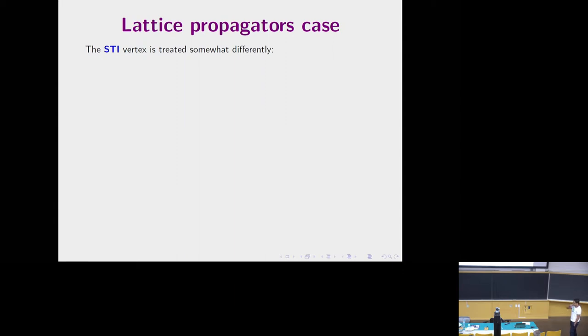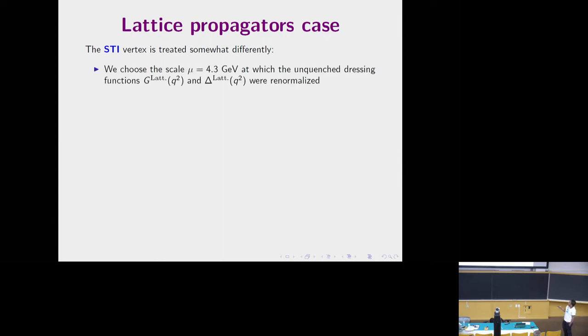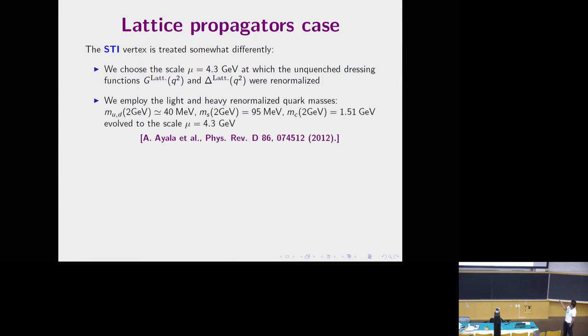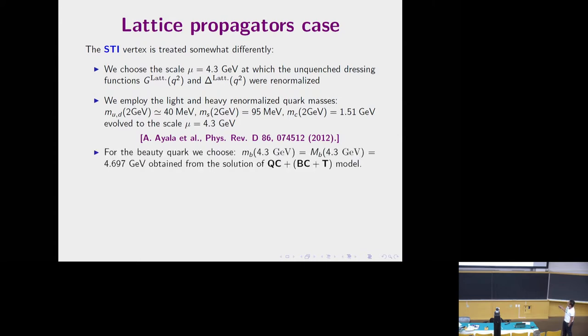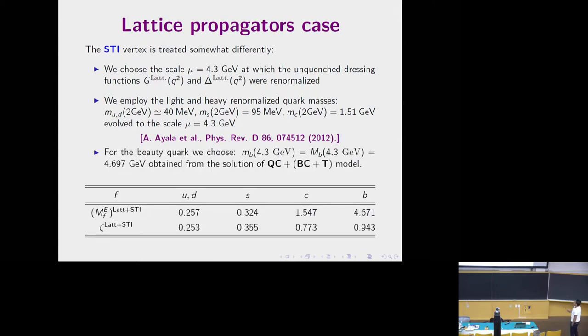Okay, for the case of the Slavnov-Taylor vertex, we treated this in a somewhat different way. The first thing is that we choose a renormalization scale mu equal to 4.3 GeV, at which the unquenched dressing functions were renormalized. This is the numerical value that we employed. And this is the result that we obtained for this case. And for this, we see that the contribution of the explicit chiral symmetry breaking for a light quark is more important than in the result that I showed you previously.